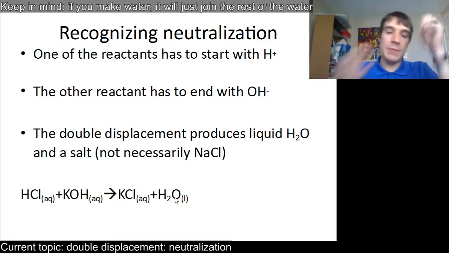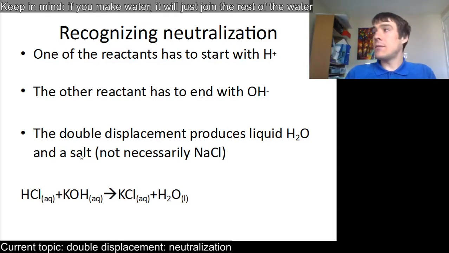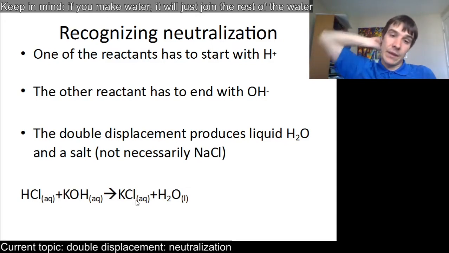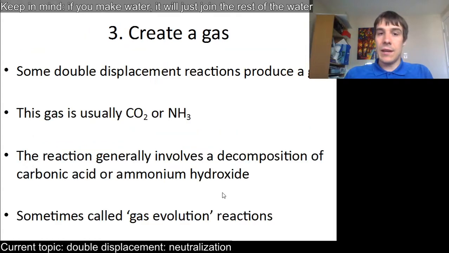Remember, they just bump into each other. And a salt. A salt is something that's produced from a neutralization reaction. So it doesn't necessarily have to be sodium chloride. A salt is literally anything produced from neutralization. So here, if we mix HCl, this is the acid, the H, and KOH, which is the base, the OH, the H and the OH meet and they'll make water. And then that leaves the potassium and the chlorine still just floating around in the solution. So that's a neutralization reaction.